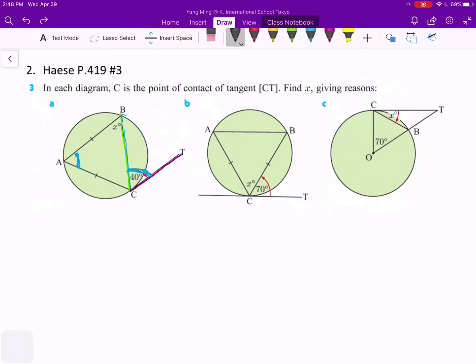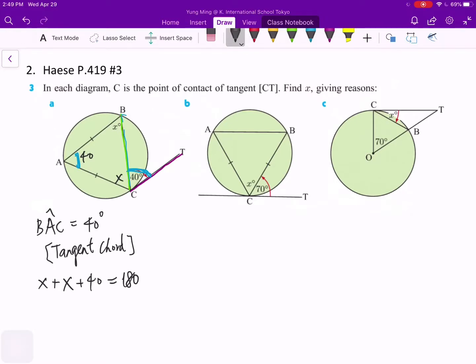So you can first of all claim that BAC is equal to 40 degrees as well. Right, so this is 40. The reason behind that is because we have the tangent chord theorem. And that's pretty much it for this question, because you know that this is equal to x as well, because we have an isosceles triangle. So you have x plus x plus 40 equals 180. Okay, solve for x, we got 2x equals 140, and x is equal to 70. Okay, so that's part A.